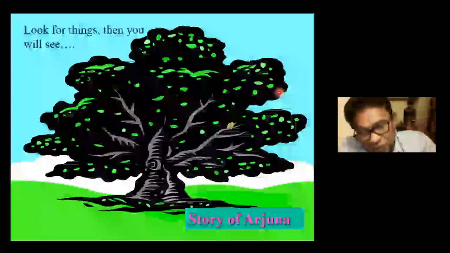So then the teacher said, "Arjuna, you are the right person. You know how to see things." So this is what is very important, because you have to see things. But if you don't see, you miss it.